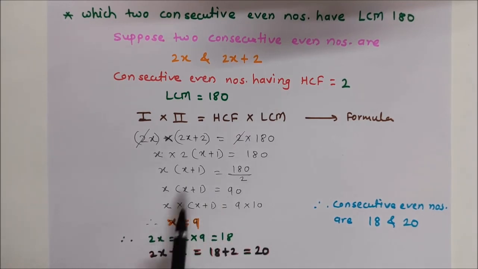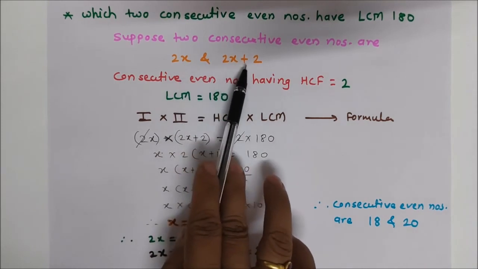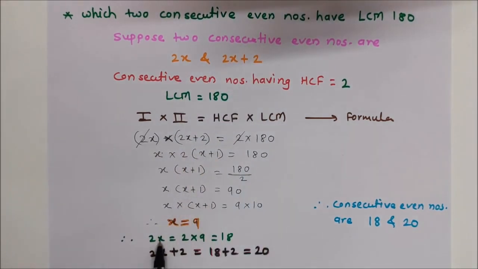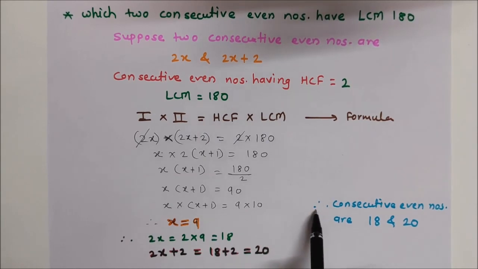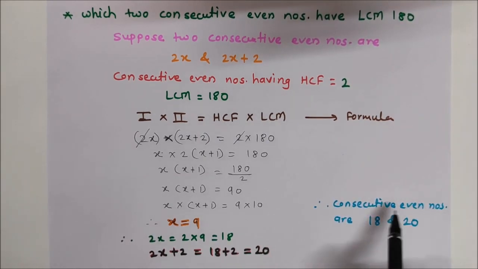Now we have to find the values of 2x and 2x plus 2. 2x is equal to 2 into 9. Substitute x equal to 9: 2 nines are 18, and 2x plus 2 is equal to 18 plus 2, which is 20. Therefore the consecutive even numbers are 18 and 20.